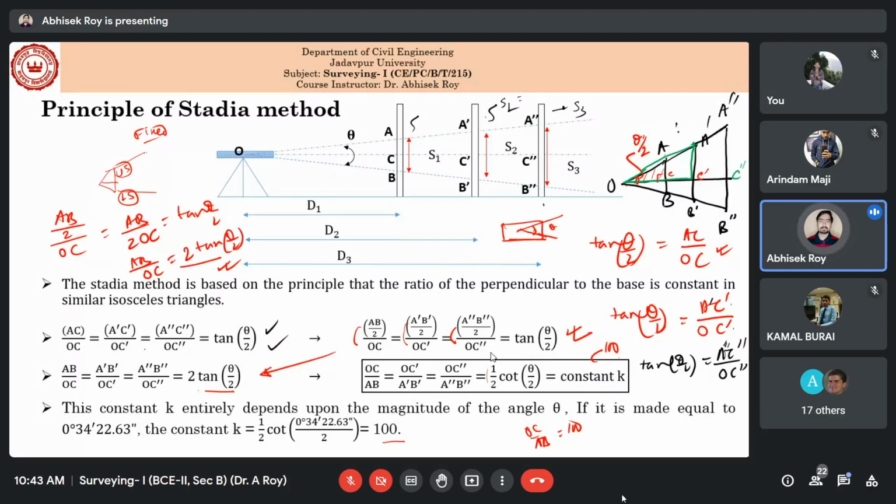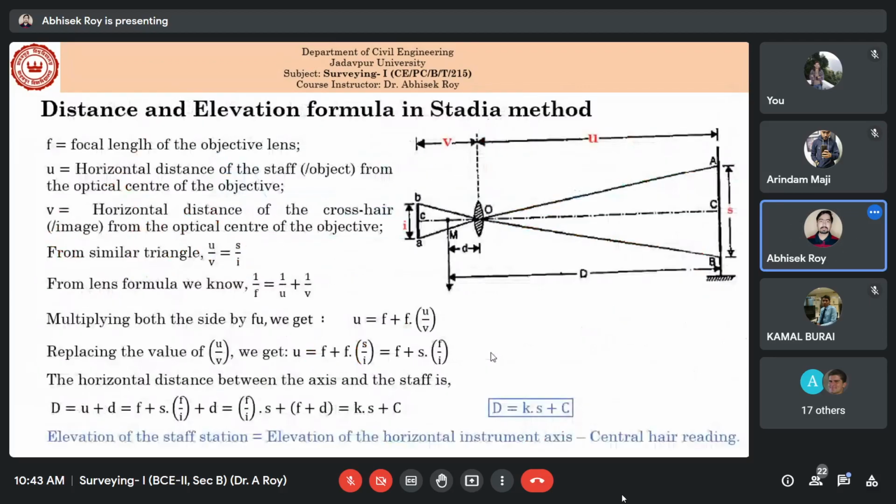So that is the principle of the Stadia method. Remember, this k value will not be equal to 100 for every lens, hence the k value will change. Okay, this is the distance and elevation formula which we will derive for the Stadia method.